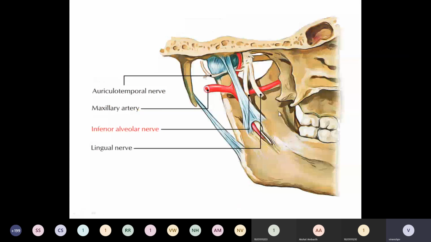See, one more branch here. This groove is known as the mylohyoid groove. So before entering into this mandibular foramen, it gives one more branch, that is the mylohyoid branch, which supplies the muscle known as the mylohyoid muscle.